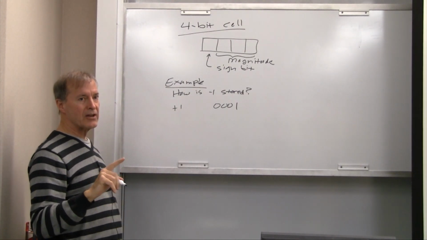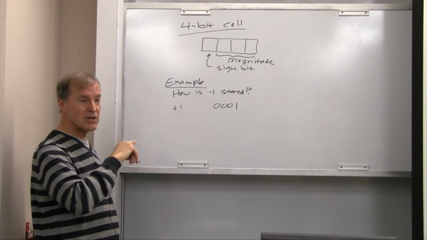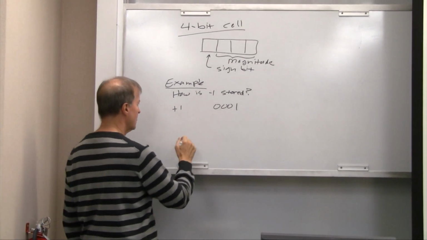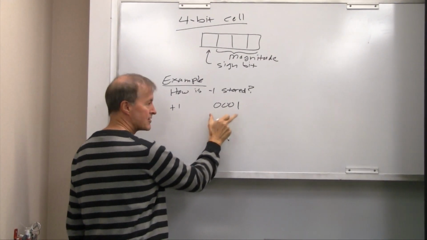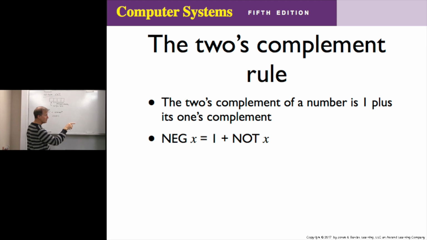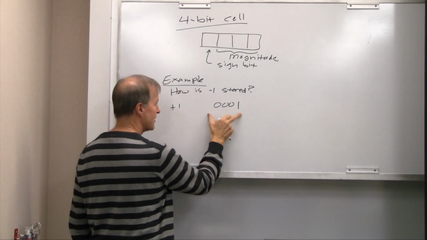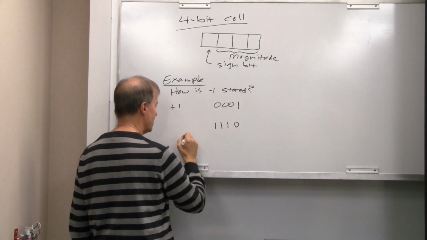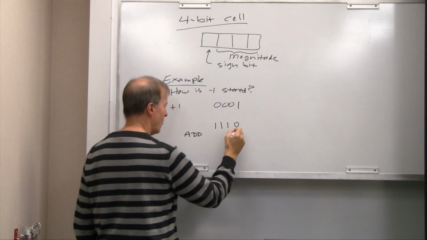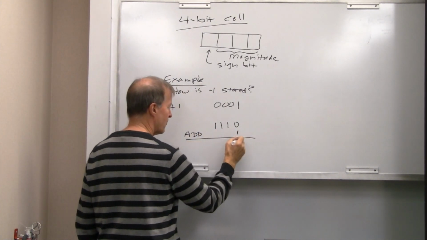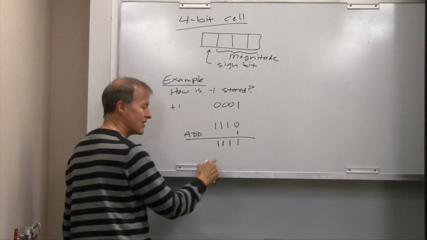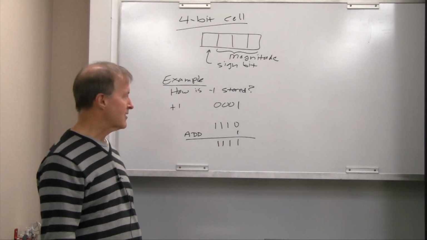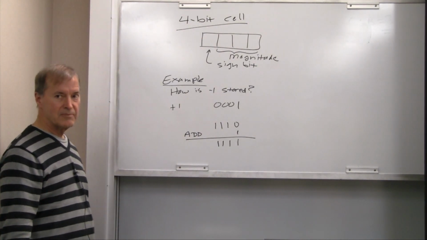And now, so how do you store -1? You take the 2's complement of this. And how do you take the 2's complement? What you do is you flip all of these bits, like it says here. It's 1 plus not x. So if this is the number 1, then what is not this? 1, 1, 1, 0. And then what do you do? You add 1. So then what do we have? 1, 1, 1, 1. So this is how -1 is stored. That's the bit pattern for -1. Now, is everybody clear on that? Are we good?